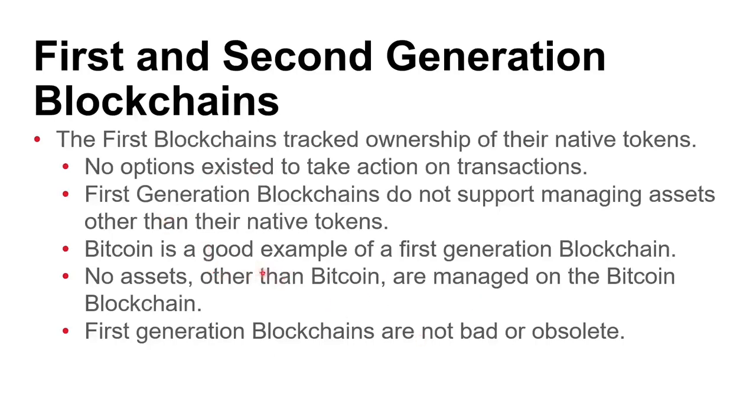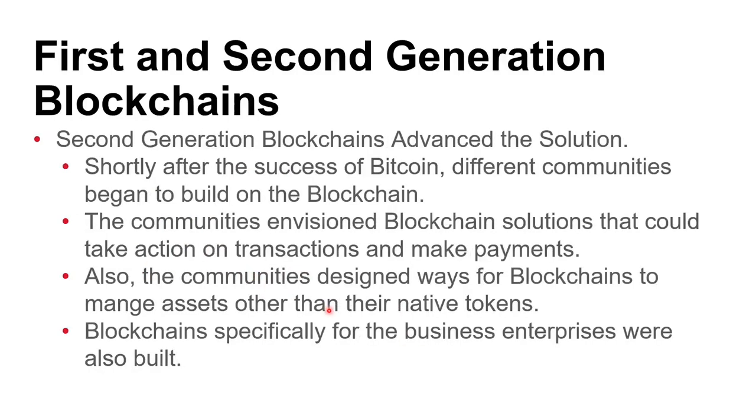Blockchains have progressed to a point where now we have second generation blockchains. That is certainly more advanced. Shortly after the success of Bitcoin, different communities began to build blockchains. And of course, all these communities envisioned that there was much more that you could do with blockchain networks. The communities devised ways for blockchains to manage other assets besides native tokens, and also to run applications. And this is where the idea of the smart contract comes from.